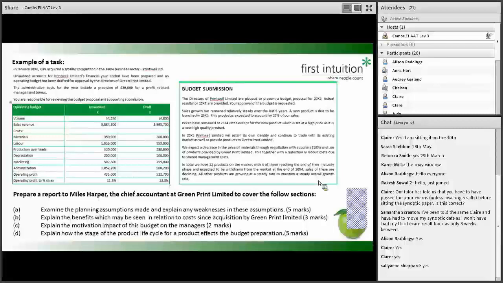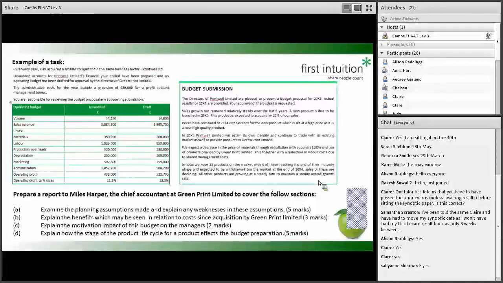So the first one there, examine the planning assumptions made and explain any weaknesses in these assumptions. A multi-part question. If there's an and, we've got two things that we need to answer, or perhaps more than two things, we'd need to make sure that we address all of those. So what are the planning assumptions? We need to find those. What weaknesses are there in them? We need to address both parts.